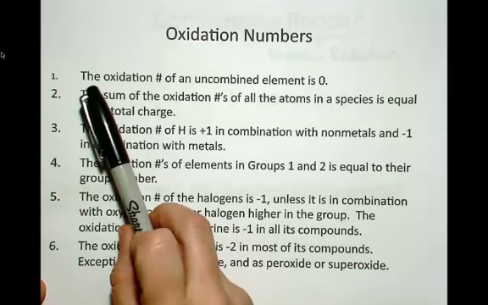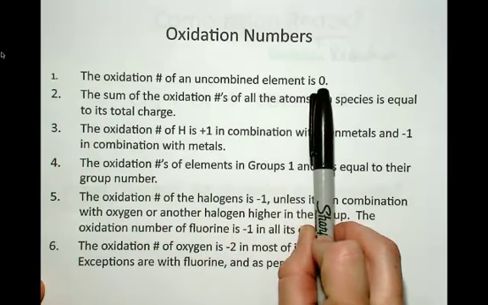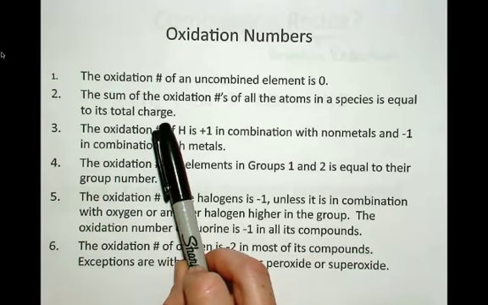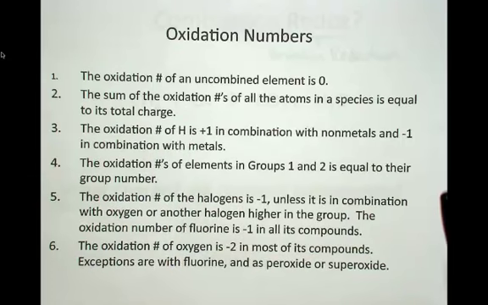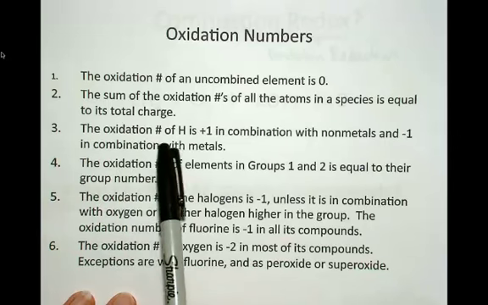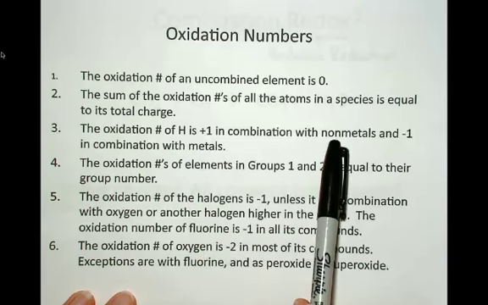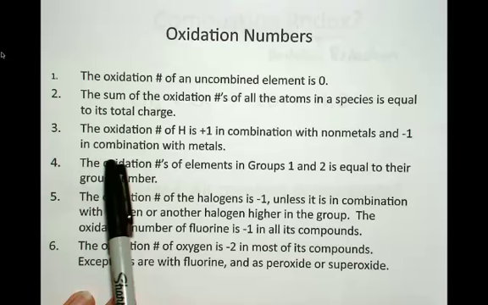Alrighty, so the oxidation number of an uncombined element is 0. The sum of the oxidation numbers of all the atoms in a species is equal to its total charge. For example, in magnesium oxide, the total charge on that formula unit is 0. So the sum of the charges, which we would call now oxidation numbers, is 0 as well: +2 minus 2. The oxidation number of hydrogen is always +1 in combination with nonmetals and always -1 in combination with metals.